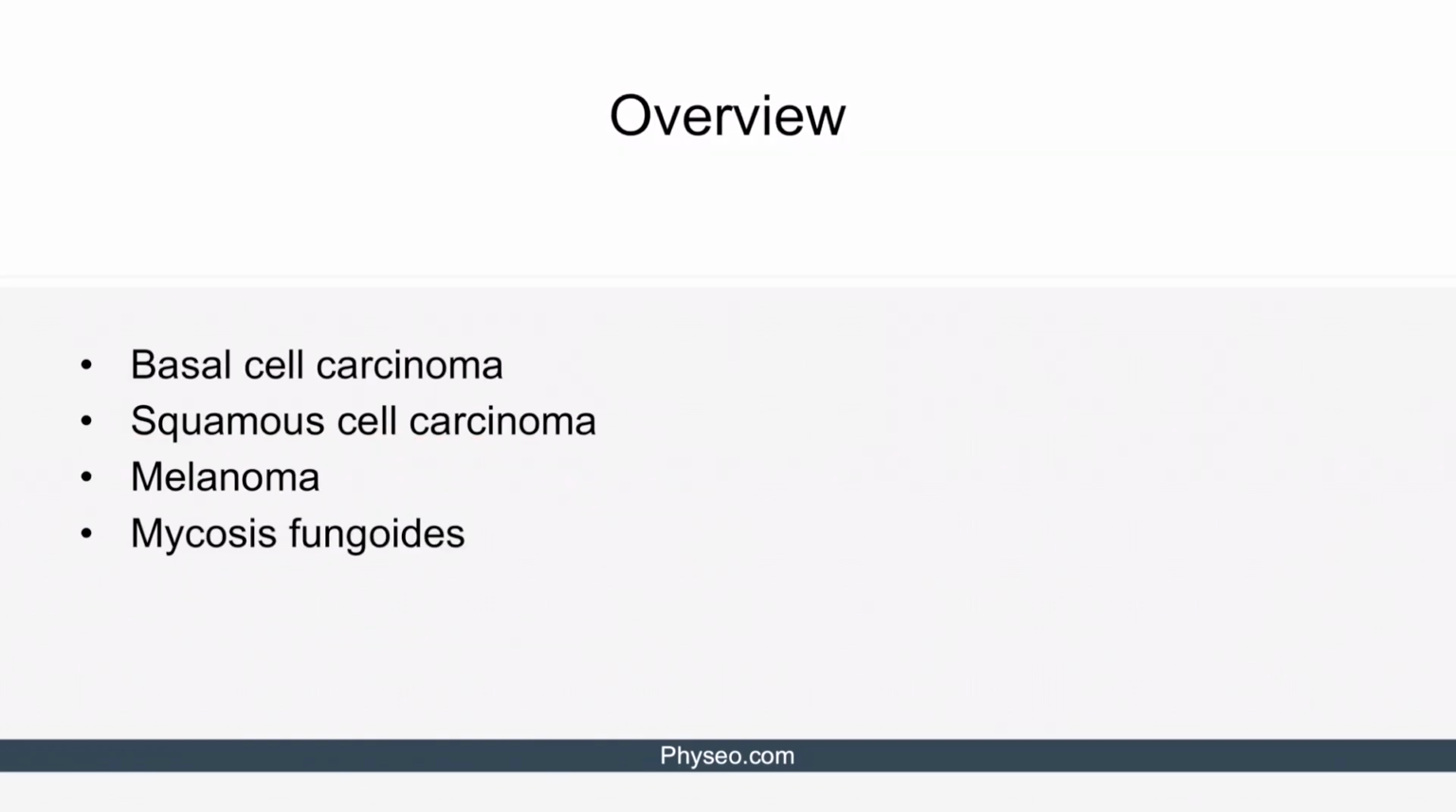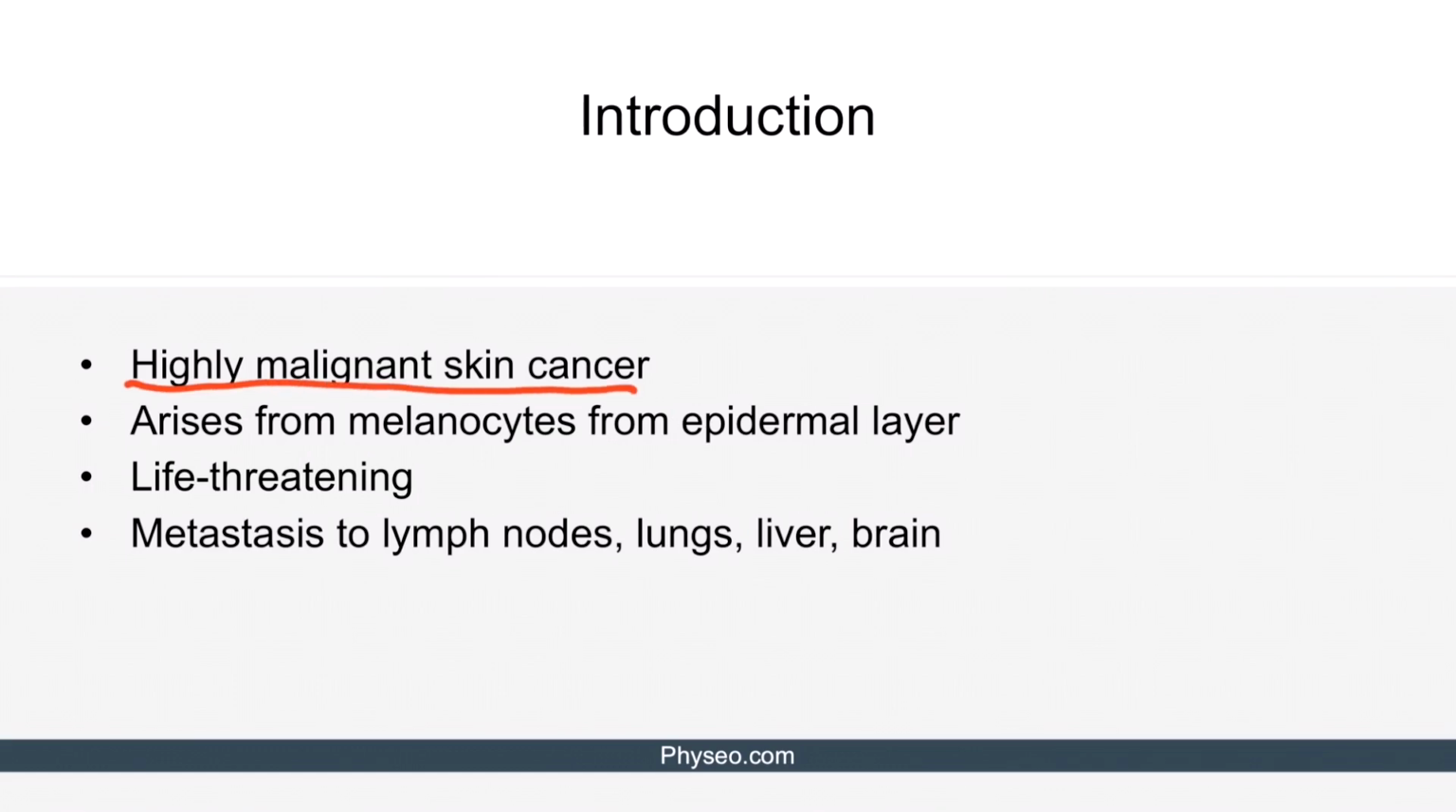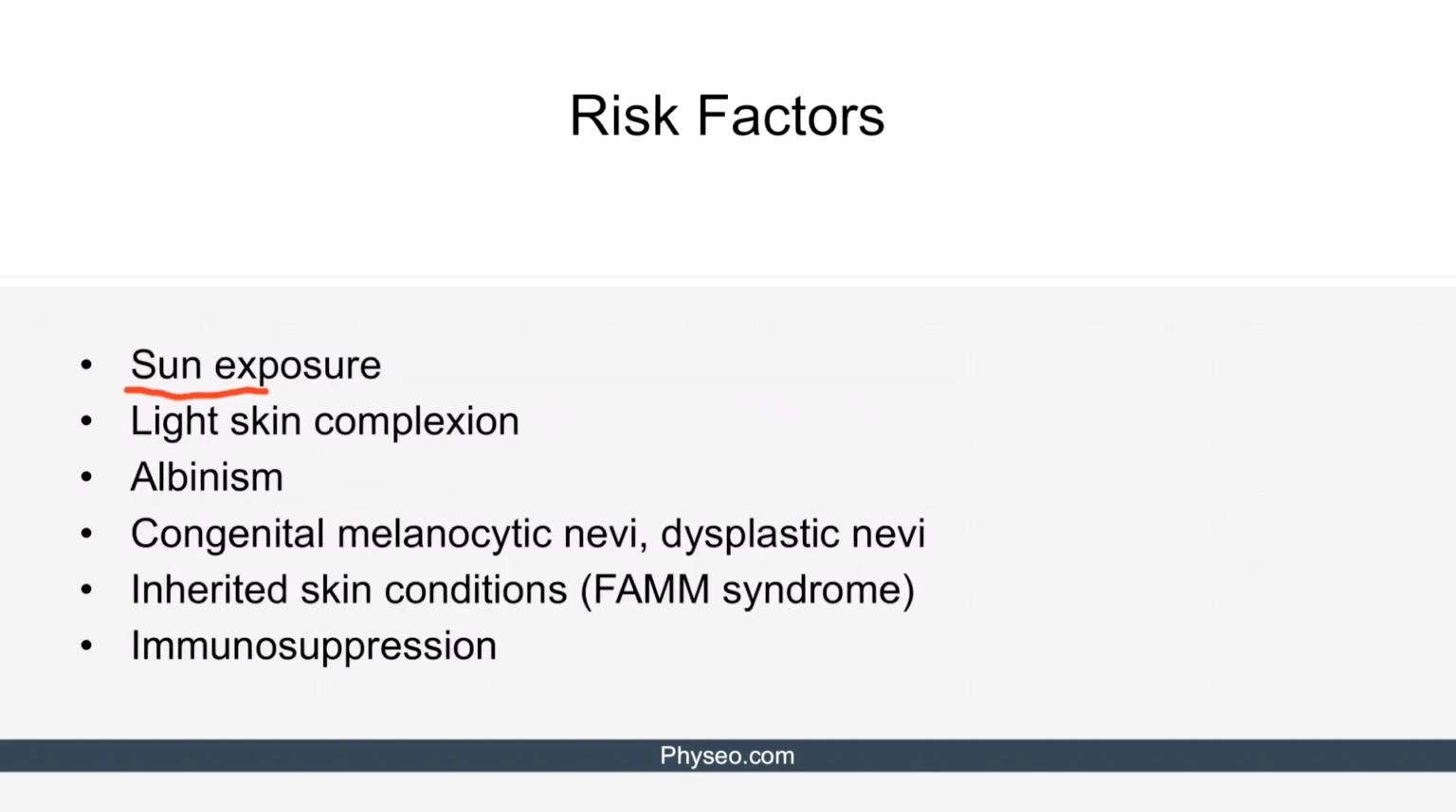Melanoma is a highly malignant skin cancer that arises from the melanocytes from the epidermal layer of the skin, and it can be life-threatening and often undergoes metastasis to the regional lymph nodes. Other areas of metastasis are lungs, liver, and brain. Now, sun exposure is the most important risk factor. Light skin complexion and albinism can also increase the risk of melanoma. Other risk factors include congenital melanocytic nevi, dysplastic nevi, and FAMM syndrome, or familial atypical mole melanoma syndrome. Lastly, immunosuppression also increases the risk of melanoma.